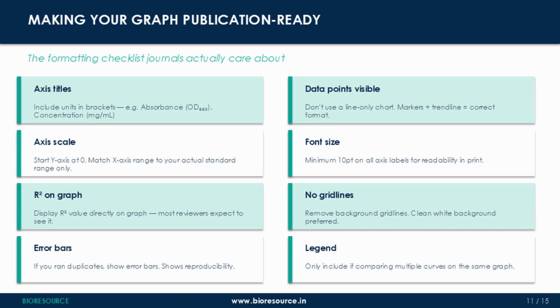Use markers plus trend line, not a line-only chart. The individual data points need to be visible so reviewers can see how well the data fits the line. Remove background grid lines. A clean white background looks more professional. You can do this by clicking the chart area and then formatting the plot area to fill it with white. And keep your font size at a minimum of 10 points for all the axis labels. Anything smaller becomes illegible when the figure is reduced to journal column width. Small formatting details create a surprisingly strong professional impression.